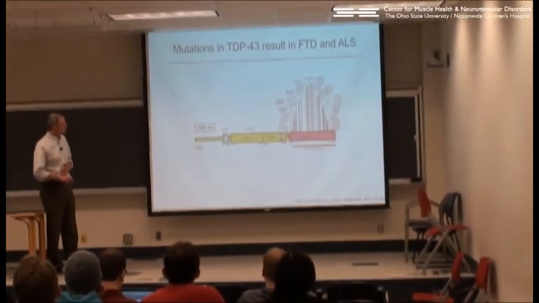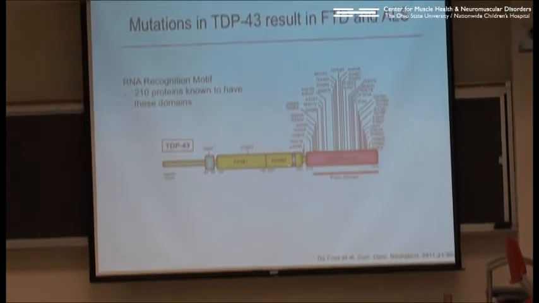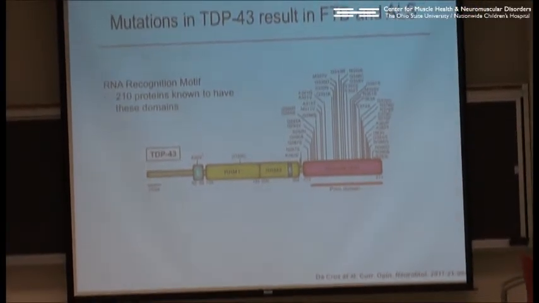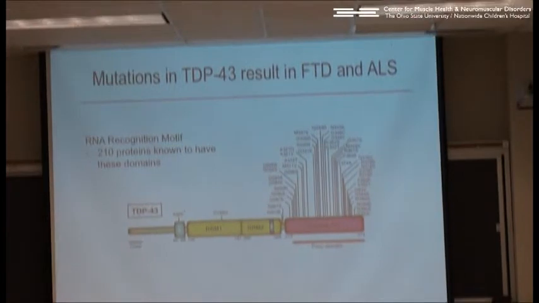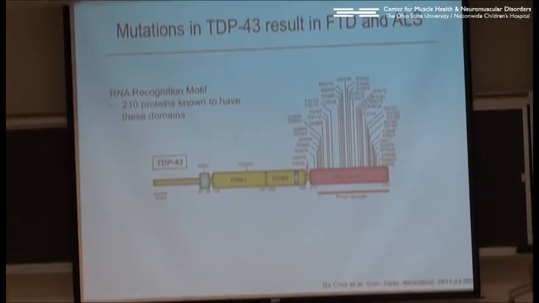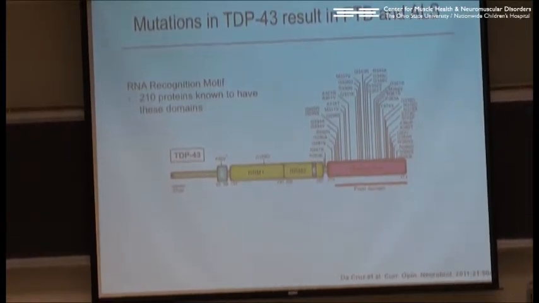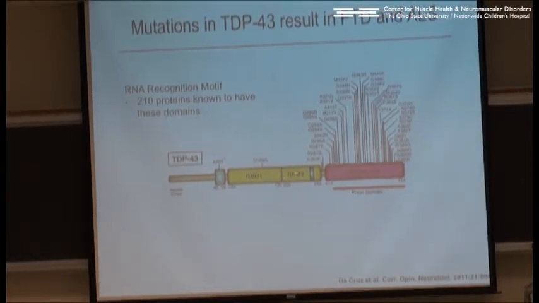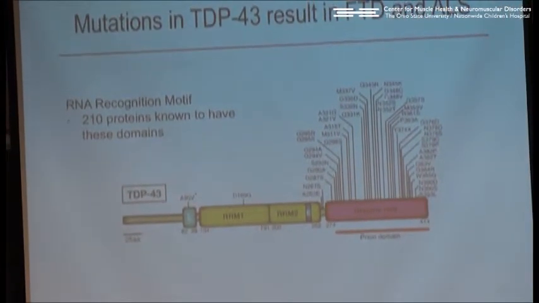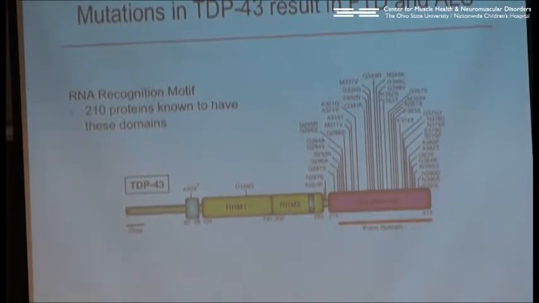So TDP-43 is a 414 amino acid protein. And it has what is called an RNA recognition motif. There are algorithms that you can write that help to predict these things, but you can also empirically show that these domains facilitate the pull down of specific RNAs that you can use in assays. I'm not going to go into all that stuff, but just trust me that this is an RNA binding protein, and we know that it recognizes spliceosomal proteins, for example. And then it also has this glycine-rich domain, and notice where most of the mutations are in this protein. I mean, it's kind of saying that's important for the development of ALS, right?